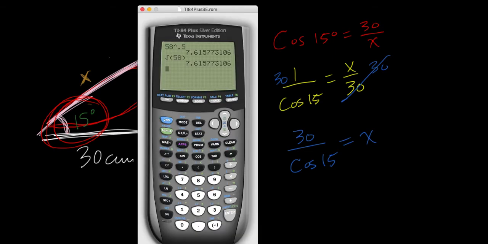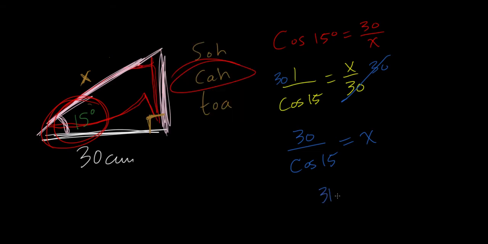And then we go to our calculator, and we need to check our mode is in degrees. And then we do 30 divided by cosine 15. And we end up with 31.1. And since this was measured in centimeters, this would also be centimeters. And so that's the length of the person's foot. So if they caught a suspect, they could use that as evidence, possibly to convict them.